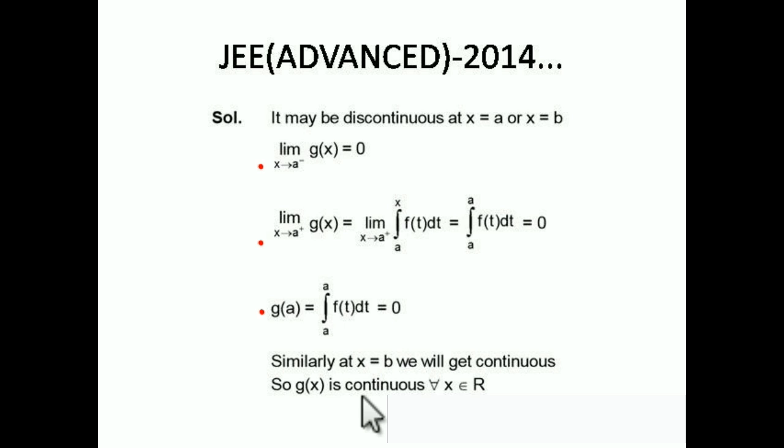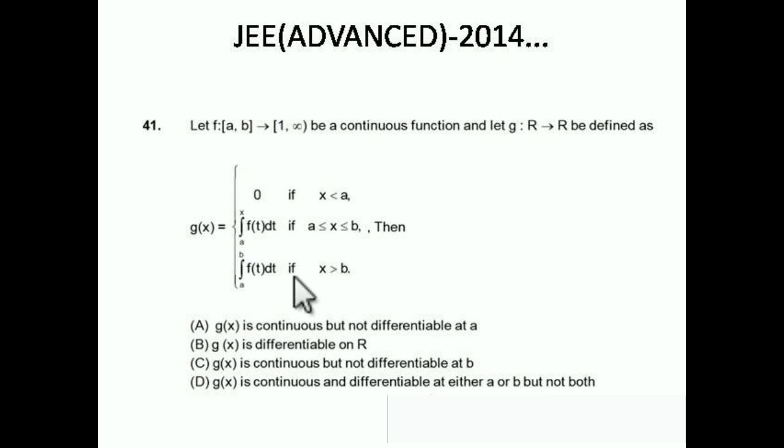See, for x less than b, the same function is applied. For g of b, this function is applied, and if you check for x greater than b, then this function is applied: a to b f of t dt. Here if you put b, then it is a to b f of t dt, so all three are going to be the same. That means the function is continuous at x equals a and b both.